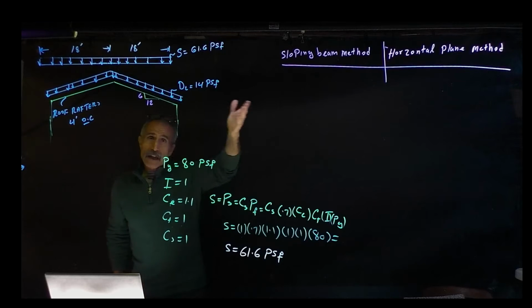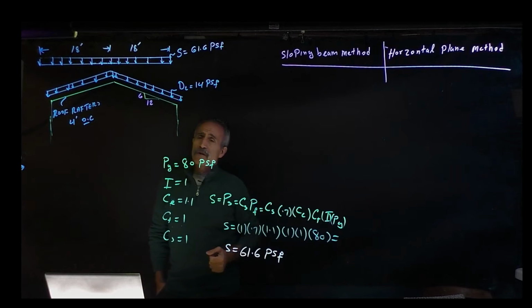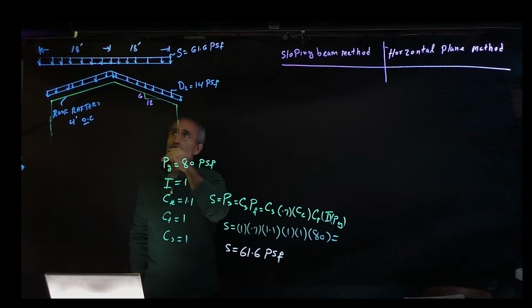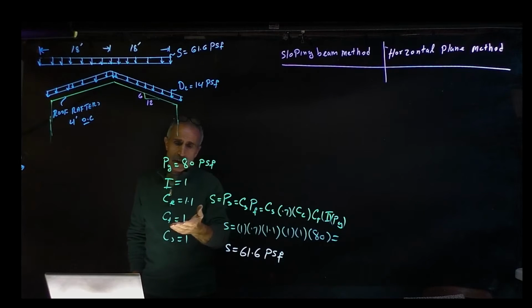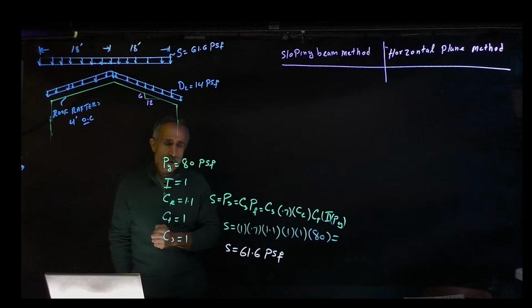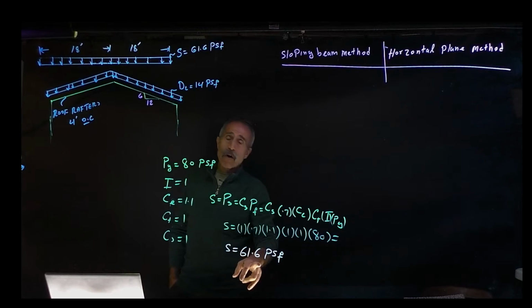Say we have a building up here where I live, in northern middle of New Hampshire. We get a lot of snow. The ground snow load is about 80 pounds per square foot. We want to go ahead and design the load for this building. The importance factor is 1, CE is 1.1, CT is equal to 1, CS is equal to 1, and I looked up what I have on the board where this comes from, ASCE. We quickly do the calculation and it comes out to 61.6 pounds per square foot.